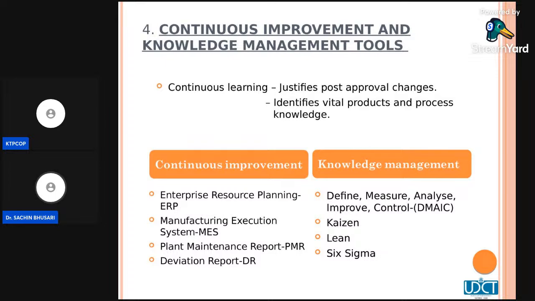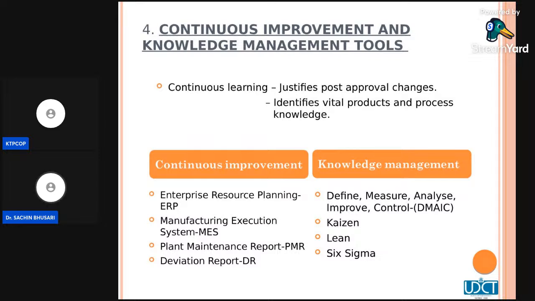So now continuous improvement tools are there. So continuous learning is needed. PAT gives you that chance to get real-time information, continuous learning. It justifies post-approval changes and identifies vital products and process. Now in continuous improvement, there are 3 to 4 different tools. I am going to talk about that.